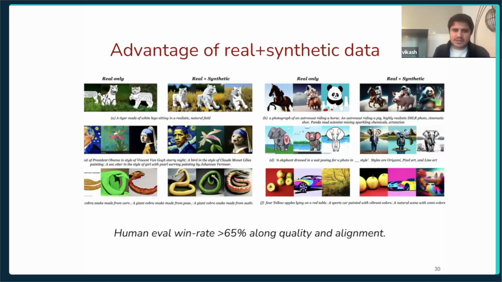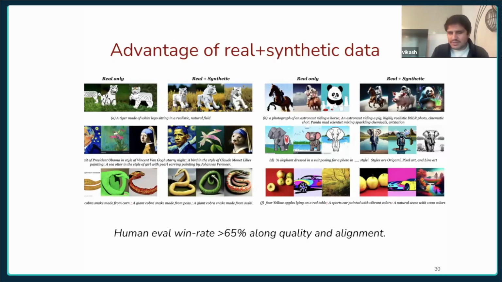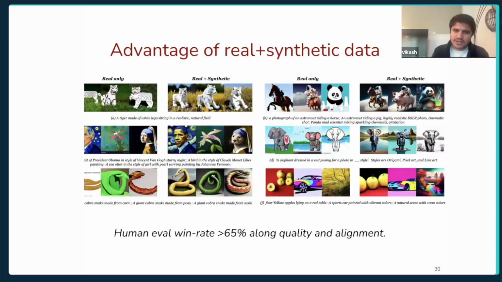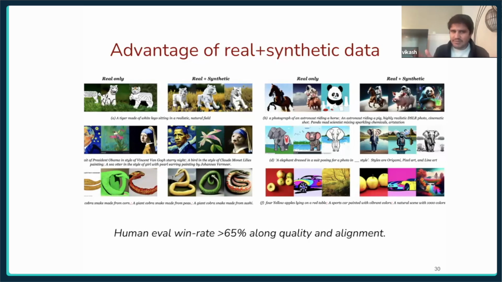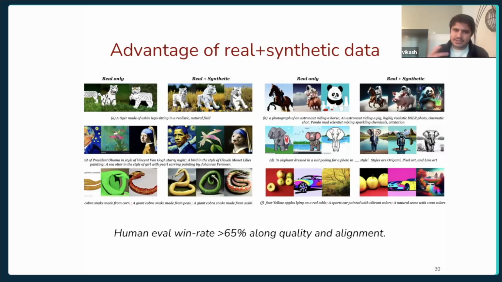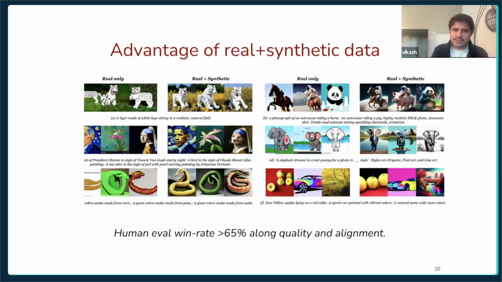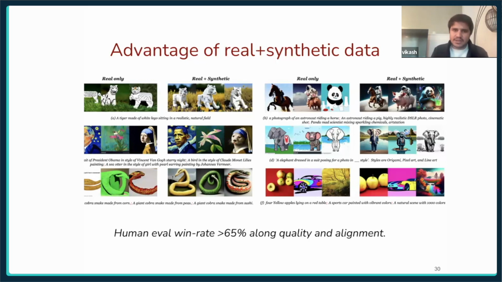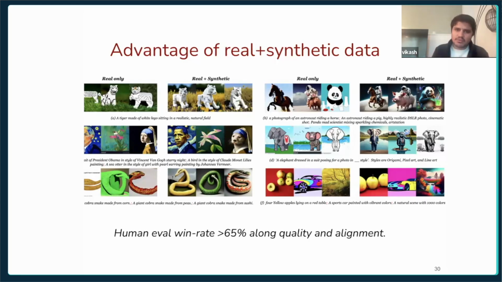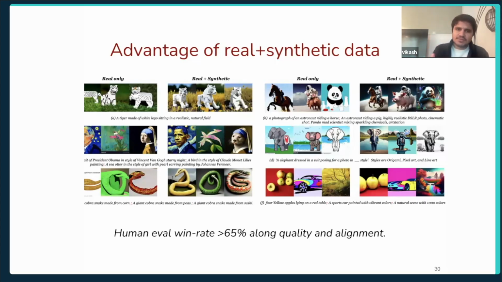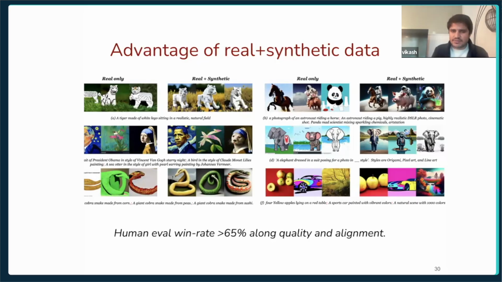We also conducted a human eval study and did find that the model with real plus synthetic data has a higher win rate. In particular, it has a higher than 65% win rate, both when we ask users to rate the quality of the generated images and the alignment of the generated image with the user prompt. And that was one decision that really helped us in keeping the number of images very small, while at the same time achieving higher quality generation from the model.